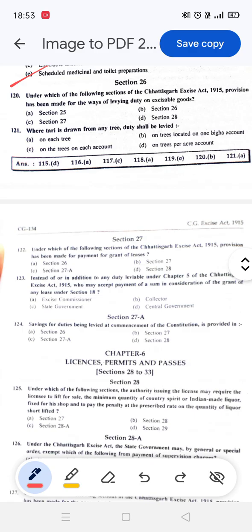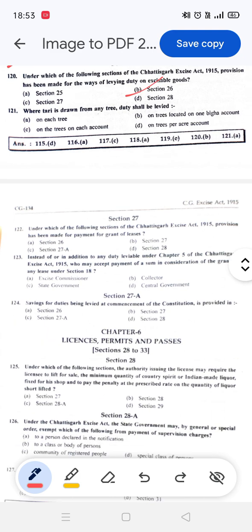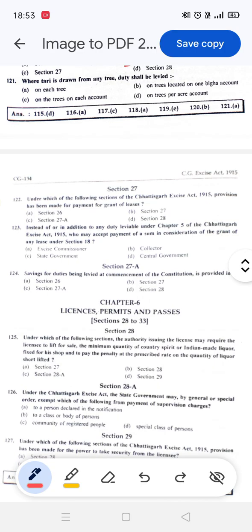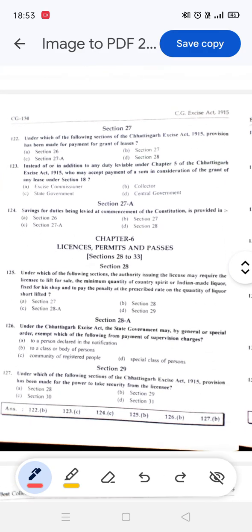Question number 120, under which of the following sections of the Chhattisgarh Excise Act 1915 have provisions been made for the ways of levying duty on excisable goods? So here option B, section 26 provides. Question number 121, where tari is drawn from any tree, duty shall be levied on each tree. So option A is correct.